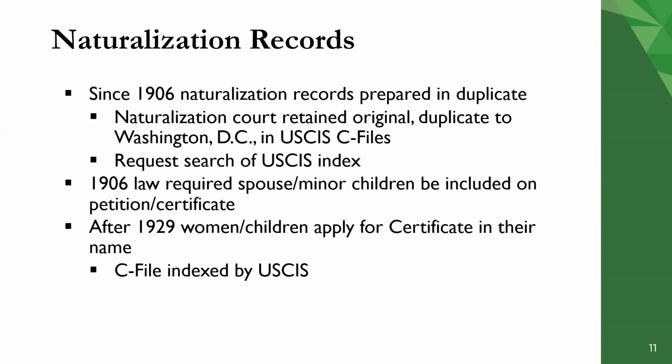After 1906, when the husband or father was petitioning for naturalization, they would list the wife's name and her information and the children's names and their information on their form as well. But later on, in the late 20s, after women got the right to vote, etc., they would be required, as well as children over the age of 18, to submit a petition for themselves. They couldn't just ride on the coattails of the father or the husband.